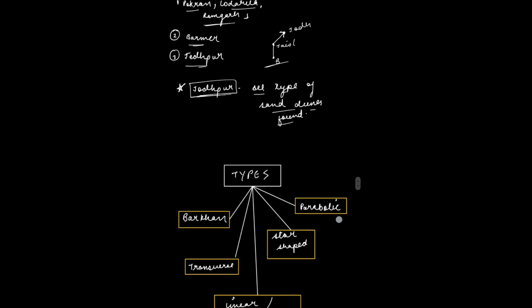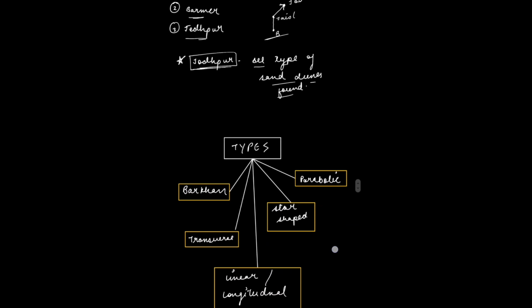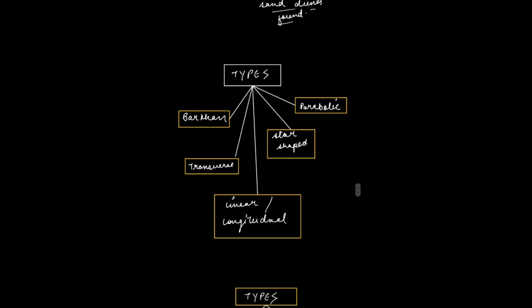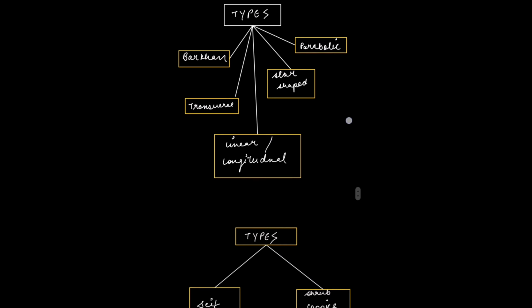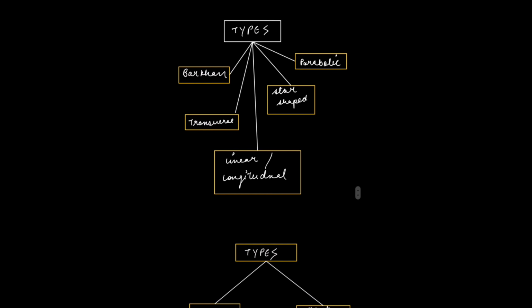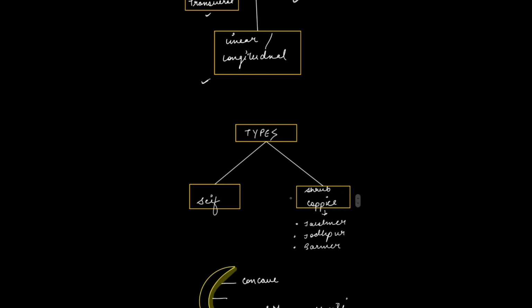Now we need to talk about the types of sand dunes. Basically we are having 7 types of sand dunes. So let's have a look at the names. We have Barkhan, we have transverse, we have linear or longitudinal, we have star shaped, we have parabolic, we have sheaf, and we have shrub copies. So let's have a look.